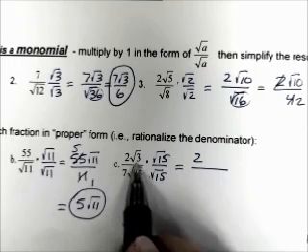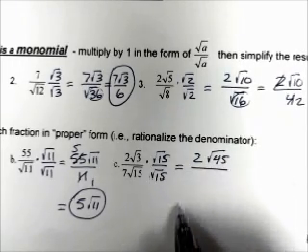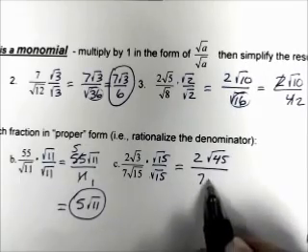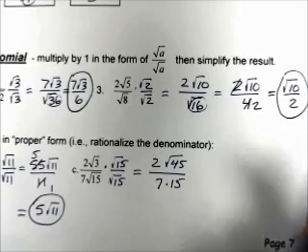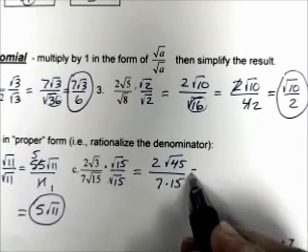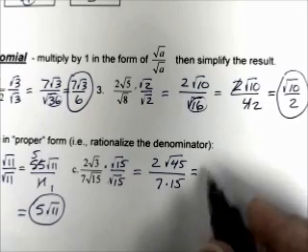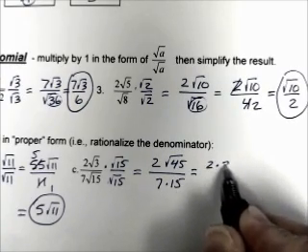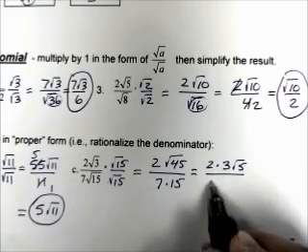2 square root of 3 times the square root of 15 is the square root of 45. 7 times 15. We'll simplify. Square root of 45, that's 9 times 5, we're thinking. And the square root of 9 is 3. So we end up with 2 times 3 times the square root of 5 over 7 times 15.